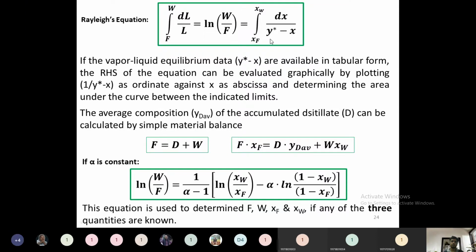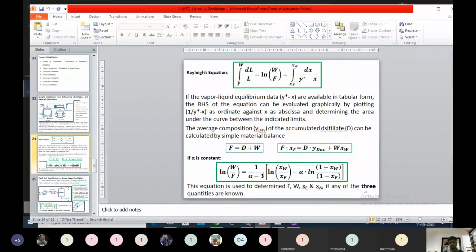The third method is to assume the dependency of the mole fraction of the more volatile component in the vapor phase on alpha, the relative volatility. If we consider the relative volatility as a constant, then we have seen how to derive this formula. So we have seen all the derivations and we are trying to solve problems based on this simple distillation.